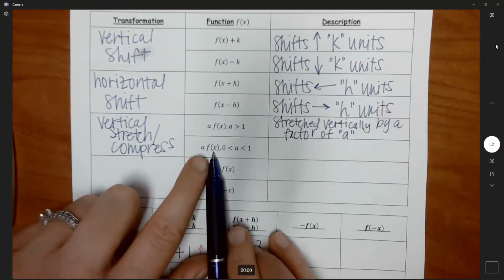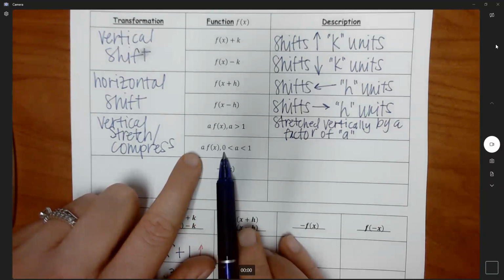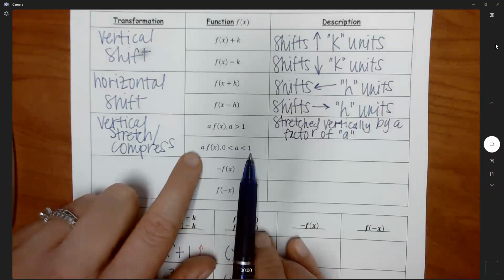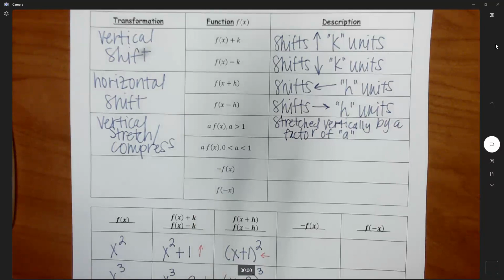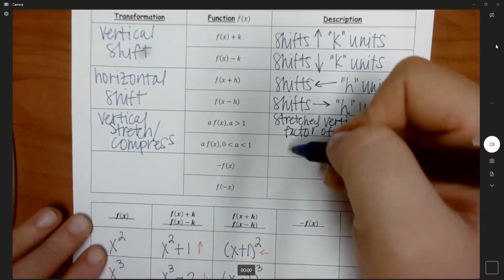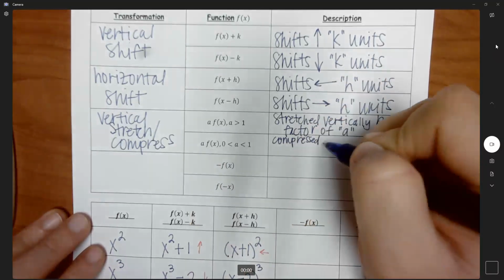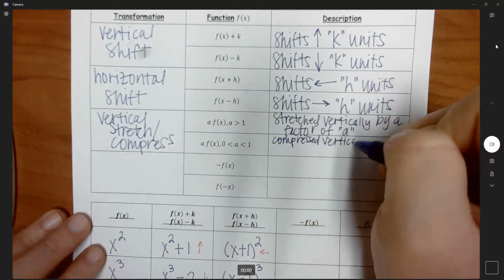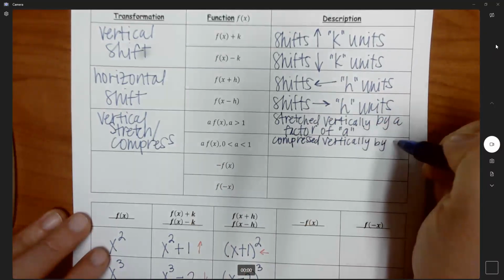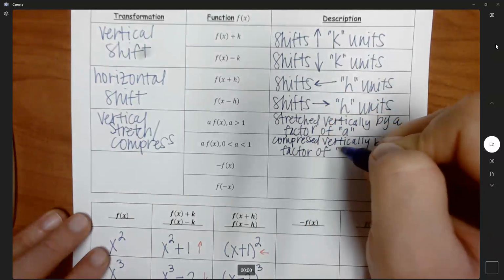When I have the exact same thing, my function, and I'm still multiplying it by a, but now a is between 0 and 1. So that's your 1/2, your 1/4, your 0.1, your 0.15, your 0.157. If a is not bigger than 1, but it is between 0 and 1, then we have a compression. So these have been compressed vertically by a factor of a.